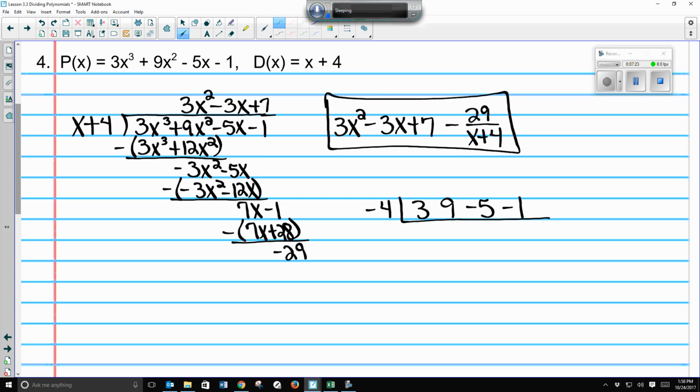So you bring down the 3 first, then you multiply and get negative 12. Then you add and get negative 3. Then you multiply and get positive 12, then add and get positive 7. Multiply, get negative 28. Add, you get negative 29. Okay? Bring down, multiply, add.